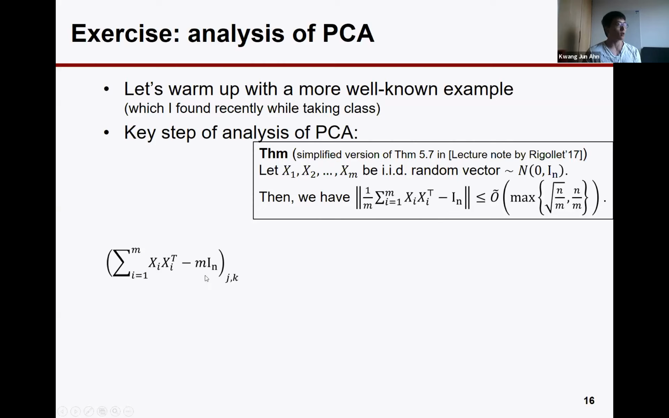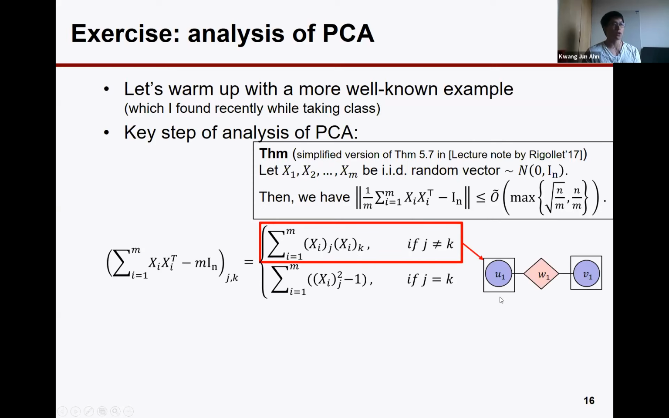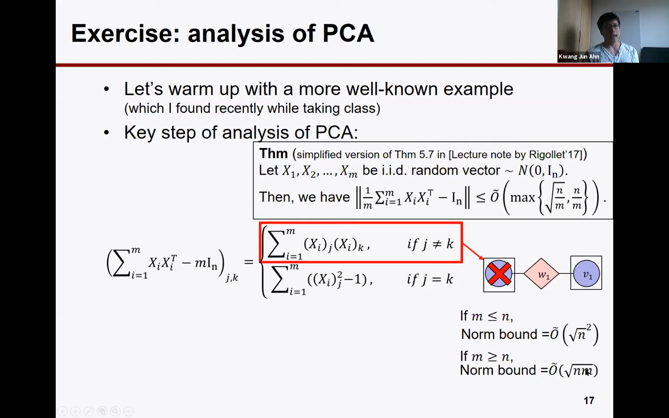So this term is equal to this up to normalization. And it turns out the off-diagonal part we can capture with this simple random matrix, a graph matrix. And the norm bound, just like we characterized from the previous slide, depends on the relative size between m and n. If m is smaller than n, then this is the minimum weight separator. So the norm bound will be square root n to the 2 power, which is just n, right? But in the reverse, if m is larger than n, then this will be the vertex separator, and the norm bound will be square root of n, right?